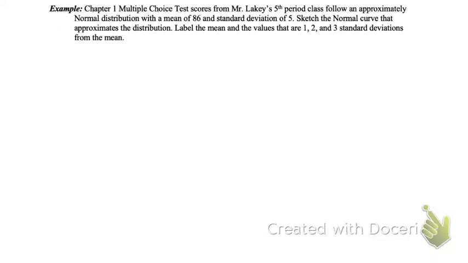Chapter 1, multiple choice test scores from Mr. Lakey's 5th period class. So there you go. Follow an approximately normal distribution with a mean of 86 and a standard deviation of 5. We're going to sketch the normal curve that approximates this distribution. We're going to label the mean and the values that are 1, 2, and 3 standard deviations from the mean.